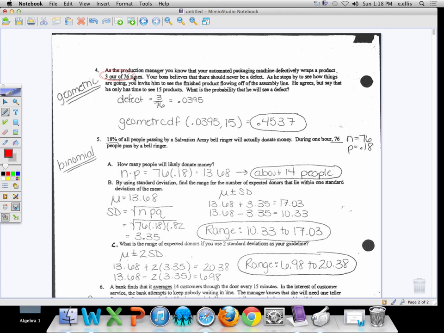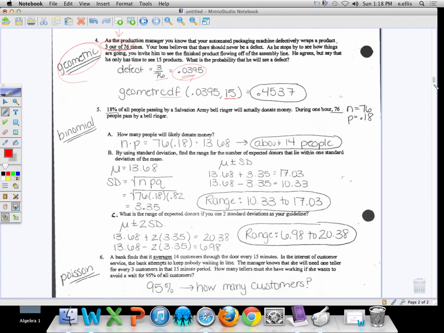Well, this one here is also geometric. We are given just a success rate, and if it's an assembly line, you really are going for forever. So that puts it into the geometric definition. Your defect rate, that 3 out of 76, ends up being 0.0395. Now, if I'm doing 15 products and we want to see if we see a defect, it's that 15 or anything in front of it, which is why I'm going with CDF, and you get 0.4537 as the probability of that happening.